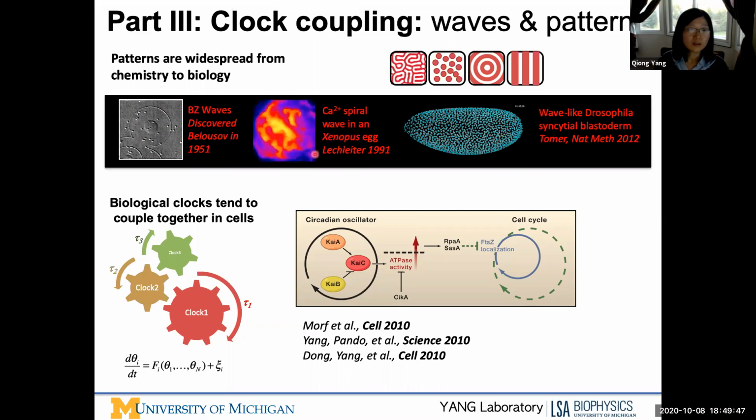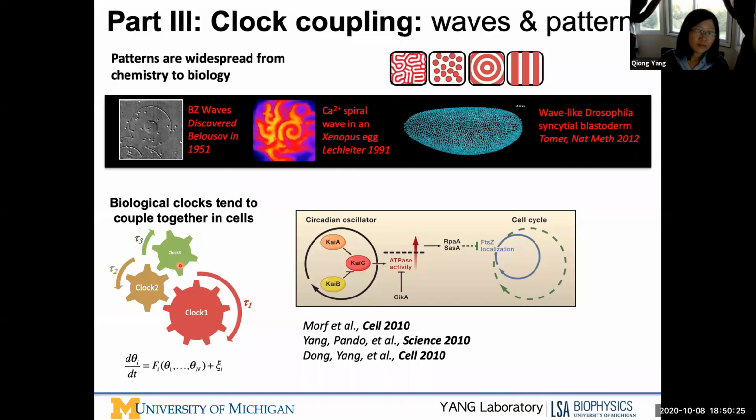This one is actually a Xenopus egg with calcium. You see that at the very beginning, there is a calcium wave that also behaves as a spiral wave. And this is a fly embryo, a Drosophila. What you see is the very early syncytial nuclear division, and the target wave from left to right is actually the nuclear division events. These are waves from the interaction of the same kind of clocks.